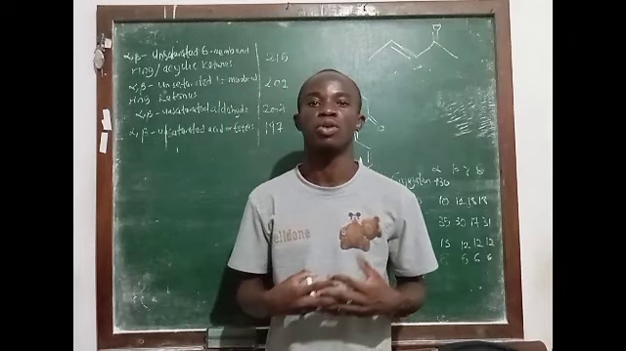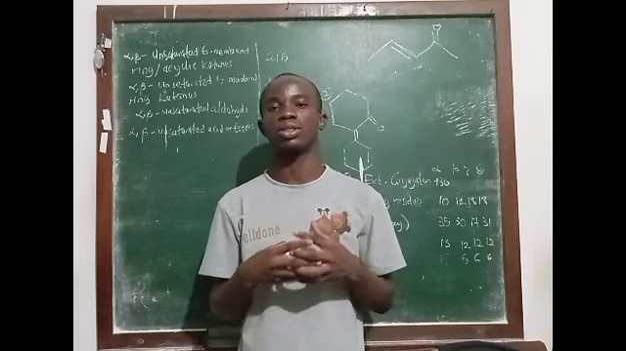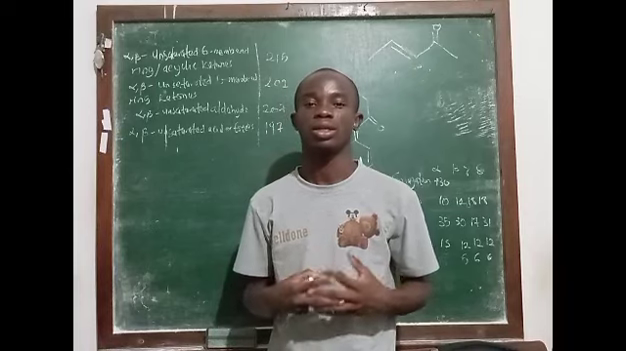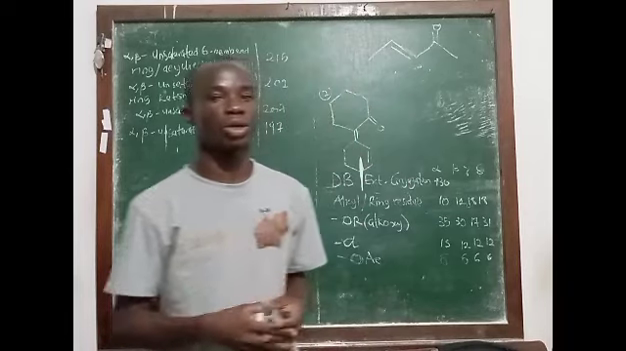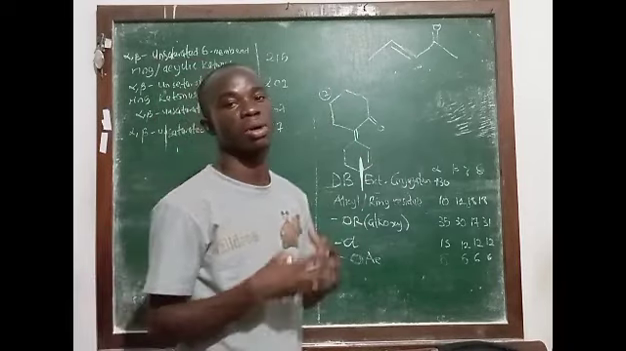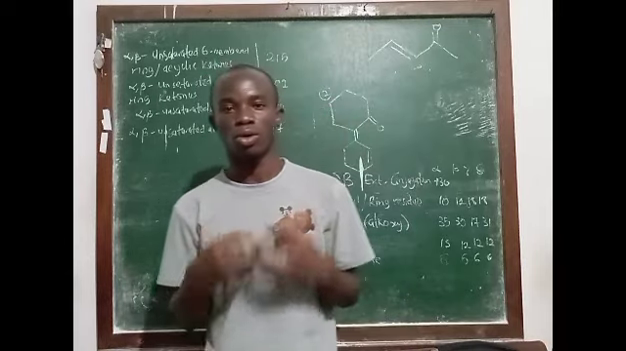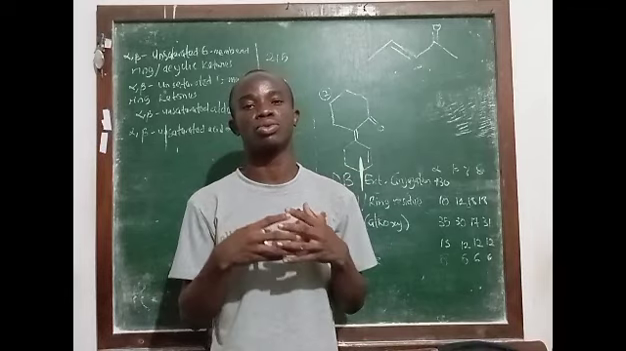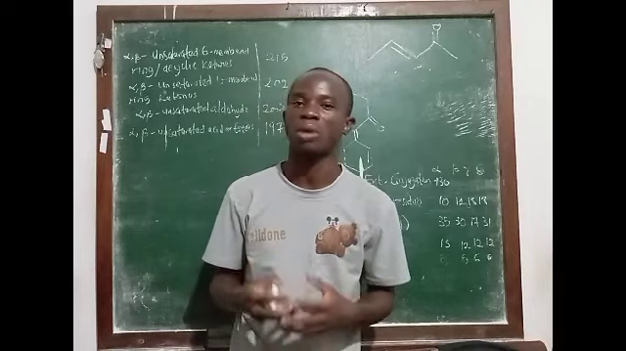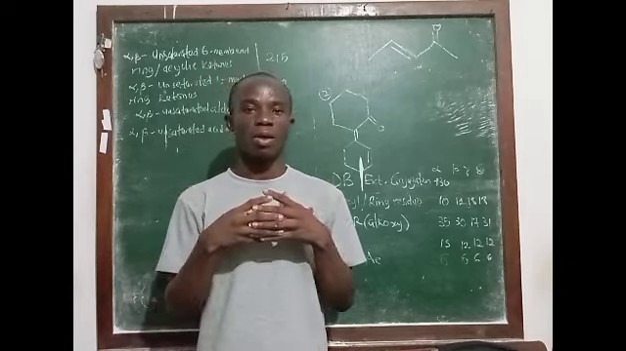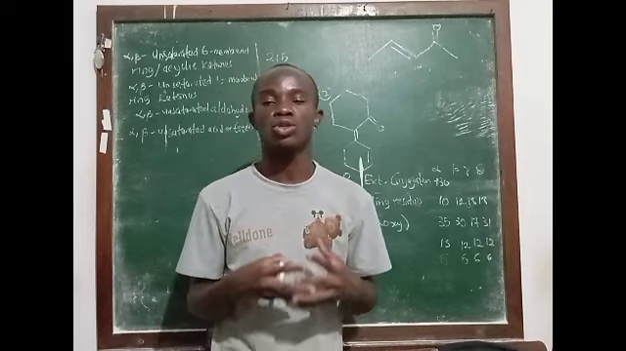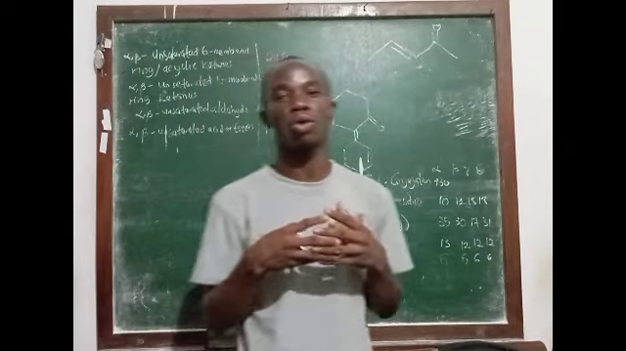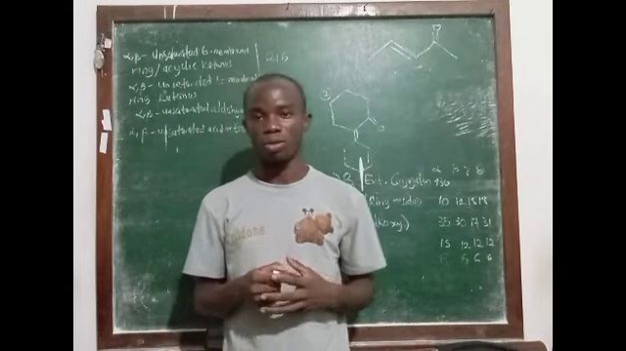In the previous video I talked about how to calculate the maximum absorption wavelength for conjugated dienes. But in this video, I'll be talking about how to calculate the maximum absorption wavelength for conjugated carbonyl compounds. Some of the principles used in calculating the maximum absorption wavelength for conjugated dienes are also applicable in calculating the maximum absorption wavelength for conjugated carbonyl compounds.